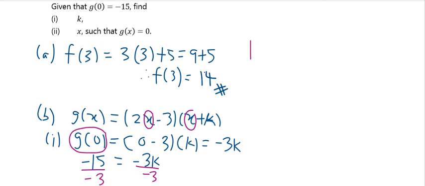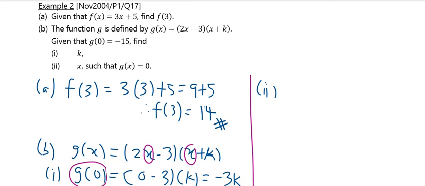So here, I will just put another column for part 2. Okay, don't forget that your k is 5. So you replace k over here with 5. So you will have g(x) equals (2x minus 3)(x plus 5), right? So you proceed with this one.